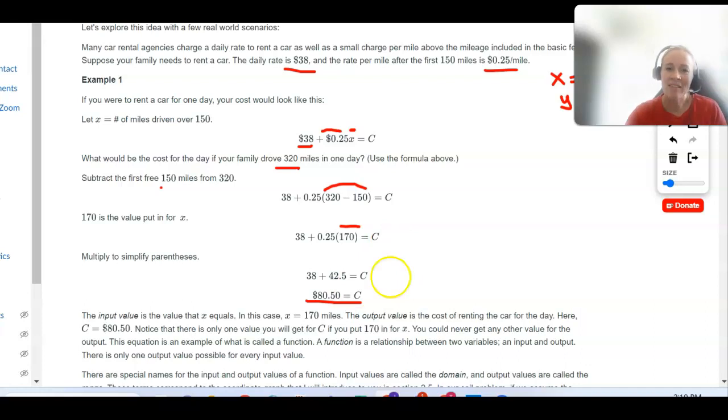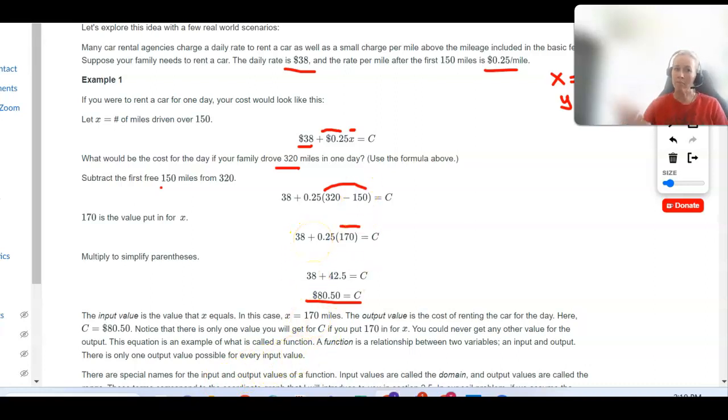So in the case of this problem, the input value was x, or the miles driven. The output value is the cost of renting the car for the day, which was $80.50. Notice there's only one output you get for C if you put 170 in. If you substitute 170 in, you're just going to get out $80.50. There's no other way to do this. You could never get any other value out for the output. This is an example of a function.